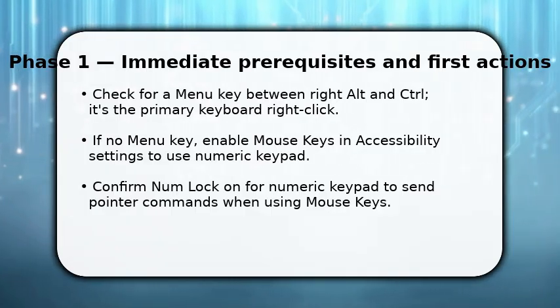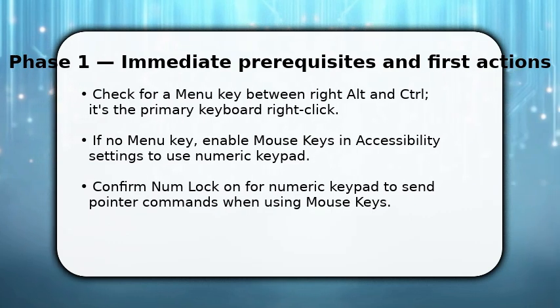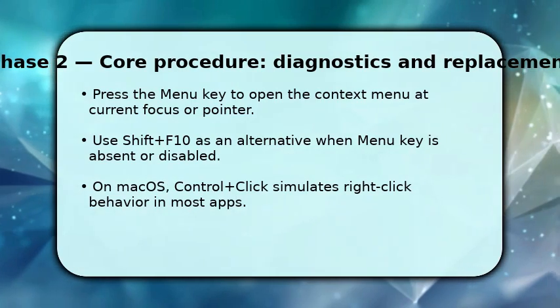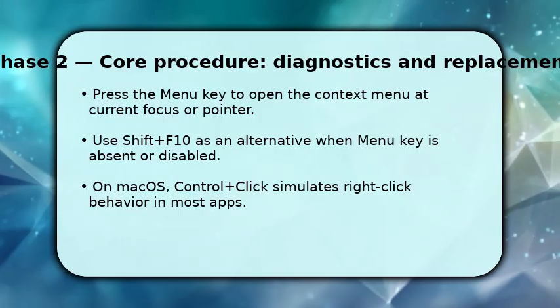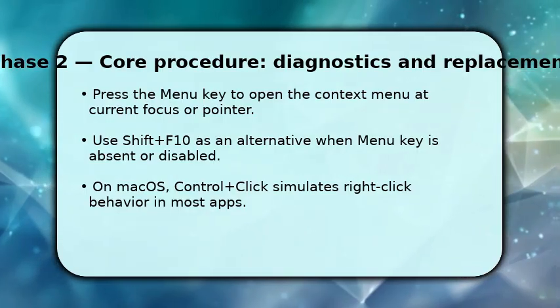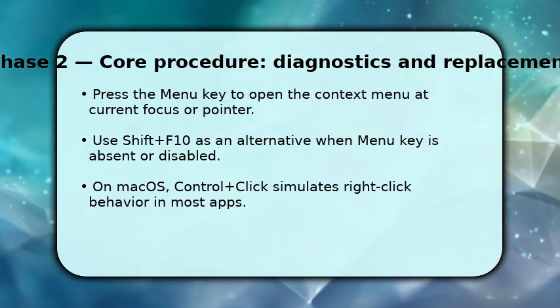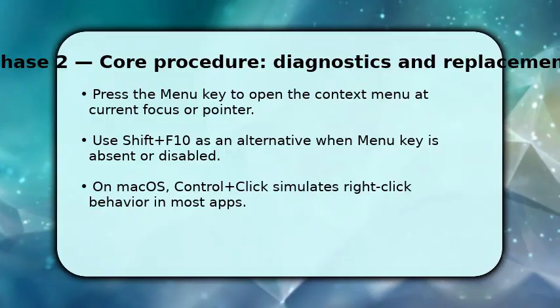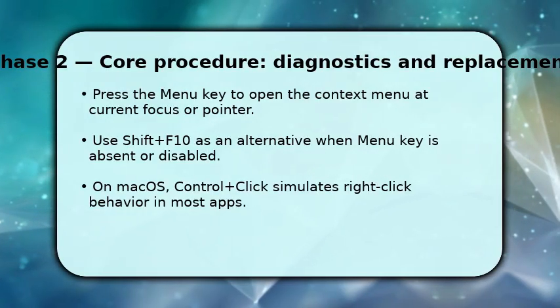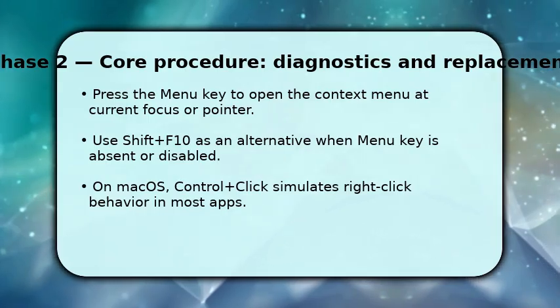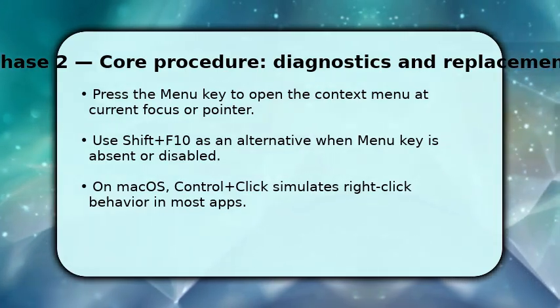Now you'll execute the actual keyboard right-click actions. Press the menu key to open the context menu at the focused item. It behaves like a right-click. If your keyboard lacks that key, use Shift plus F10. It does the same job in Windows and many apps. On Mac OS, hold Control and click to simulate a right-click. Likewise, in accessibility or remote sessions, you may need Control plus Shift combinations. Make sure the focused item is selected.